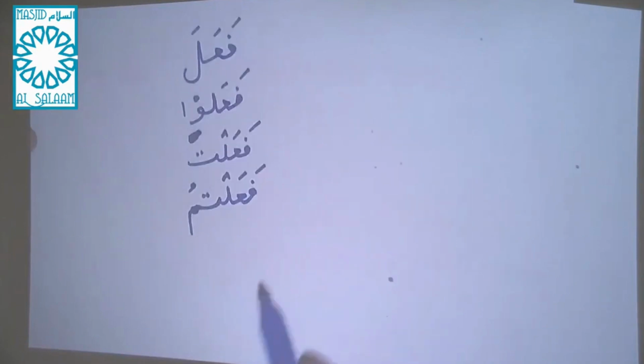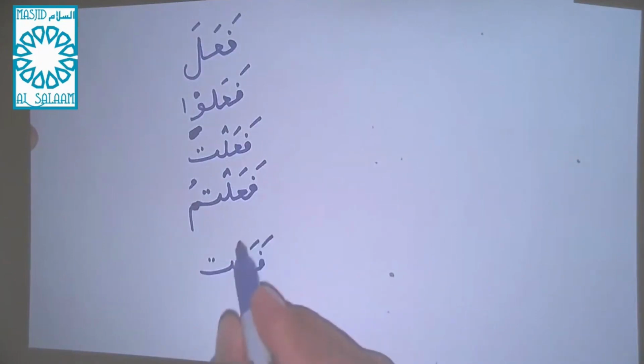So I'm writing the whole thing which I showed you in the slide. Fa'ala, fa'alu, fa'alta, fa'altum, fa'altu, fa'alna.